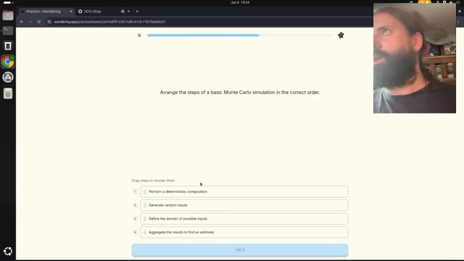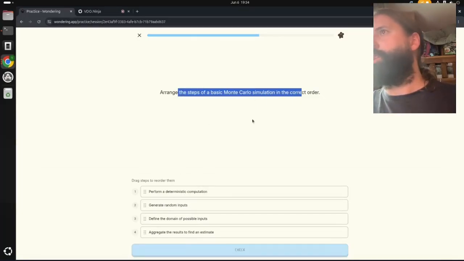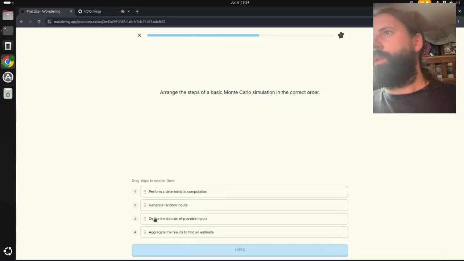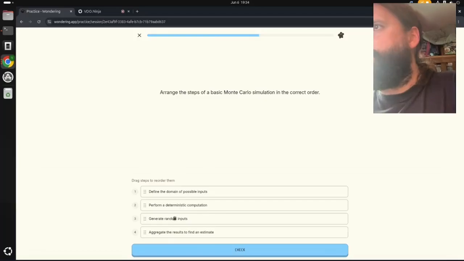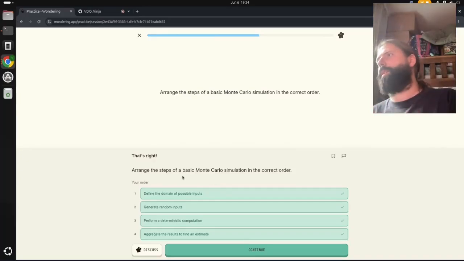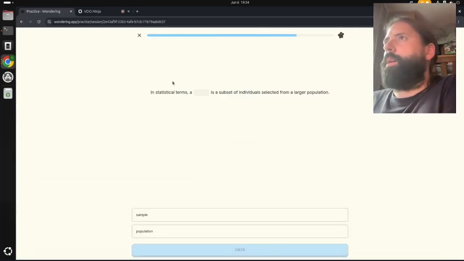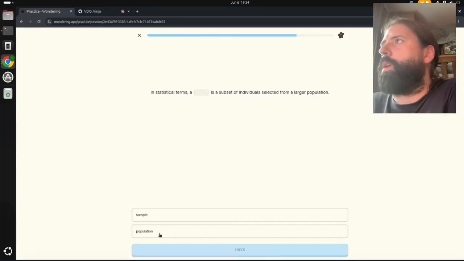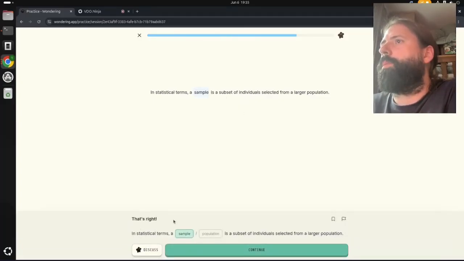It's one of those things where, okay, put the basic Monte Carlo simulation steps in the correct order. Perform a computation, generate random inputs, define the domain of possible inputs. So first you define the domain of possible inputs, then you generate random inputs, perform a deterministic computation, aggregate the results. Yeah, I mean, it's just like statistical terms. A sample is a subset of individuals. No, a population. Yeah, exactly. Sample.